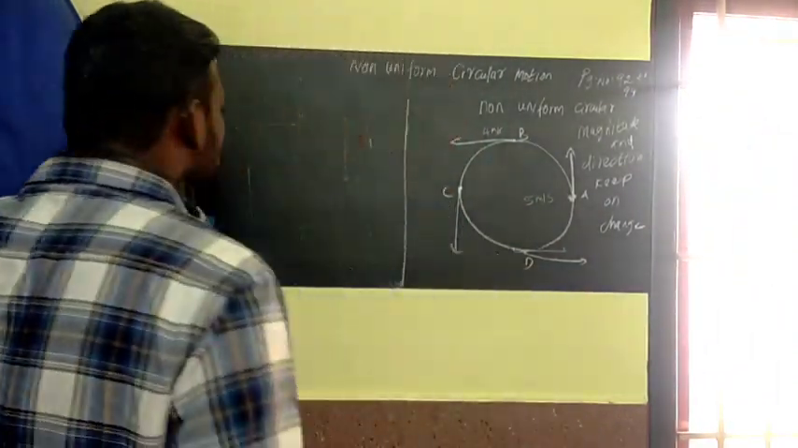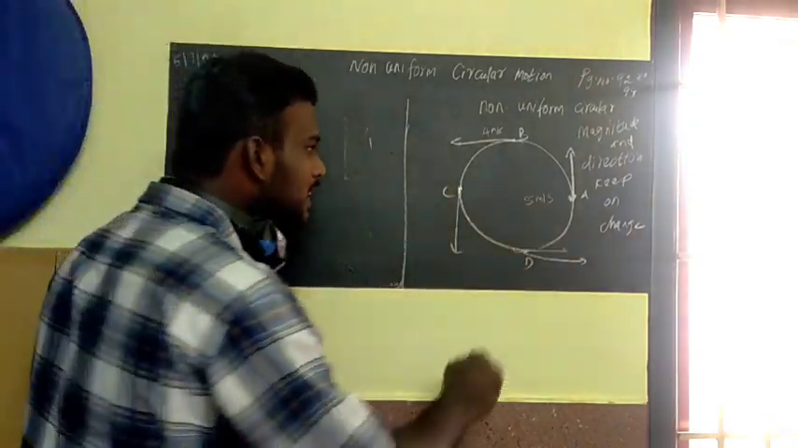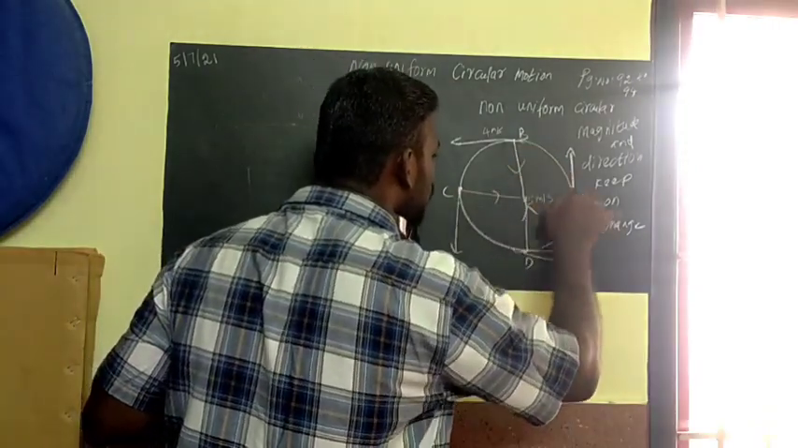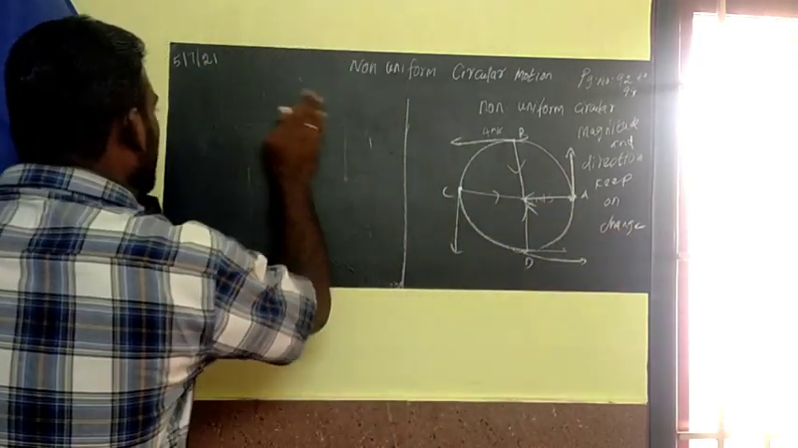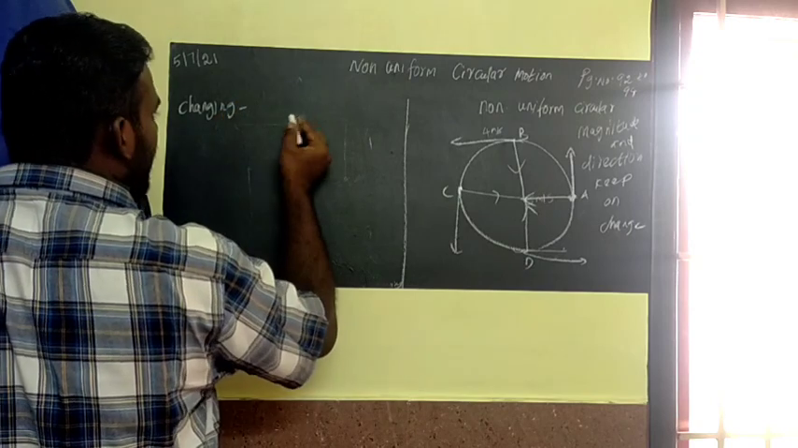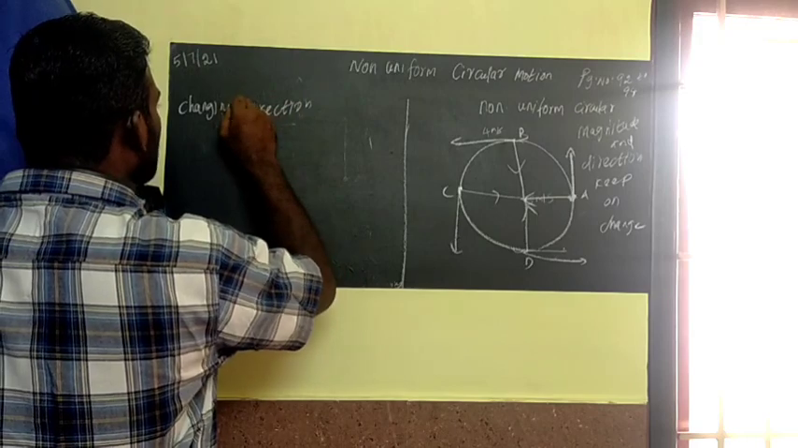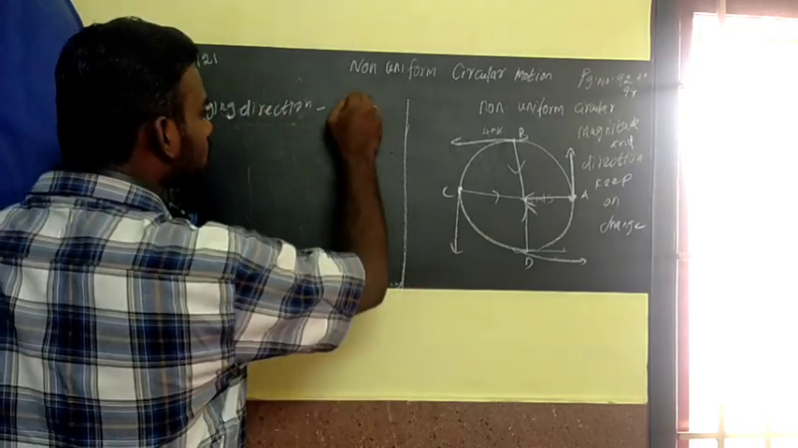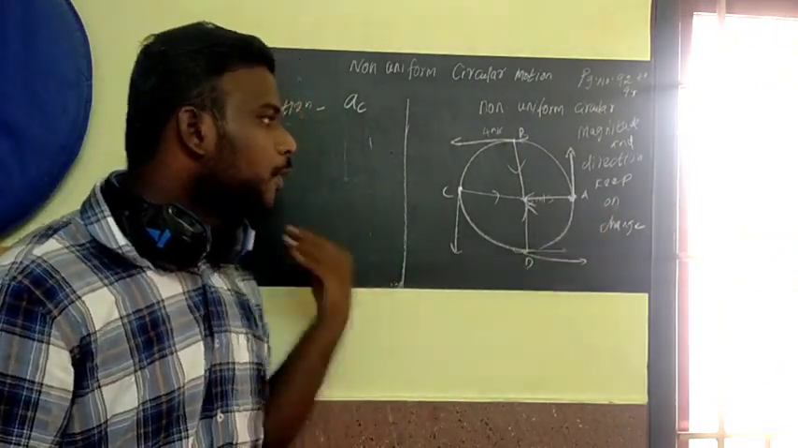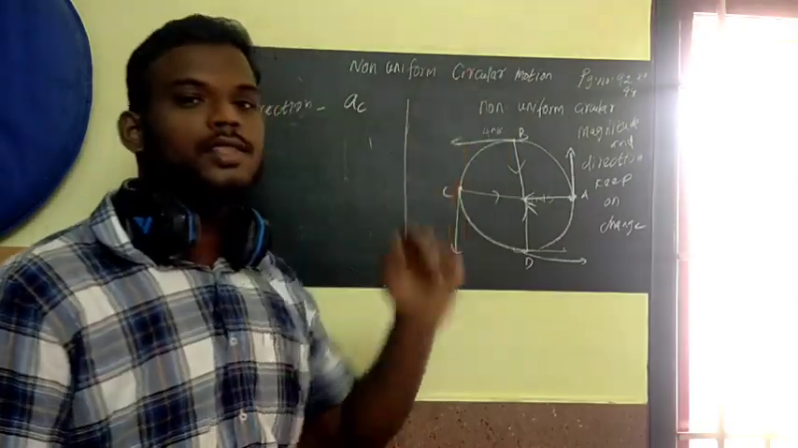So what I told you, due to the changing direction, there is some acceleration towards the center. There is some acceleration towards the center. Because of the change in direction, there is an acceleration that's called what? Centripetal acceleration. Due to changing direction. At every point there is a change in direction, and because of that there is some acceleration towards the center.